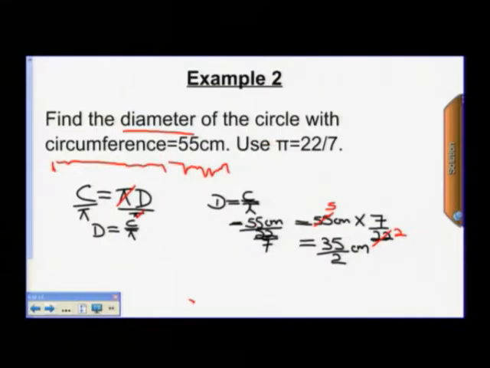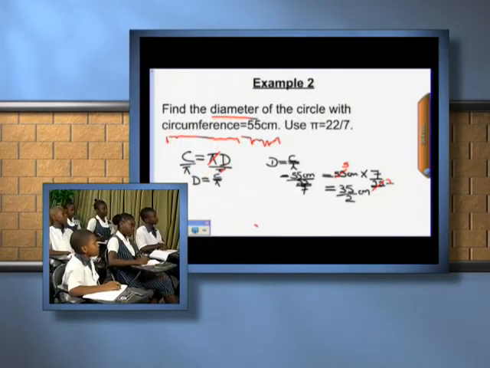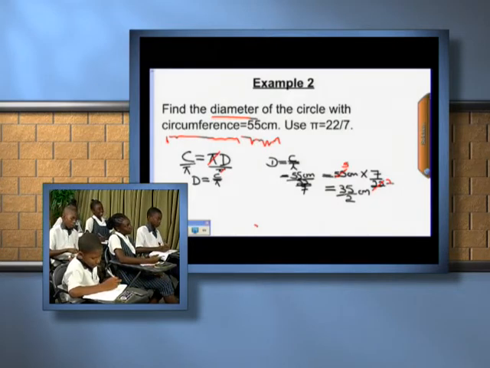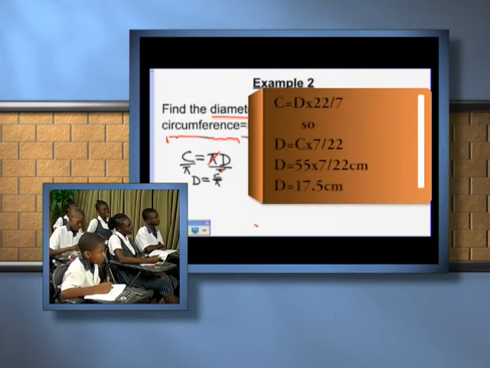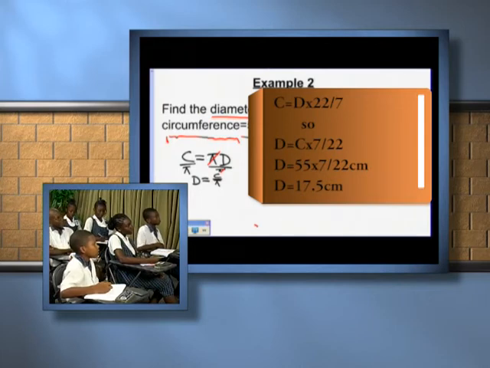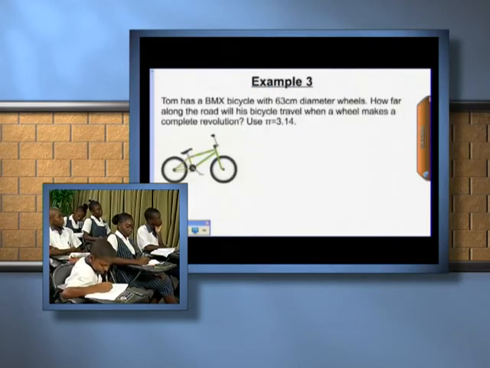Nice. All right. So when we divide 35 with 2, what do we get? 17.5. And we're confident about our answer again, right? Yes, sir. So should I check there? Yes, sir. Alright, let's see. Yes, 17.5. So we're correct. Alright? Good. So let us see our next problem. So that's example 2. Let's go to example 3.